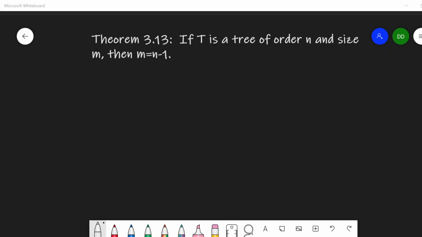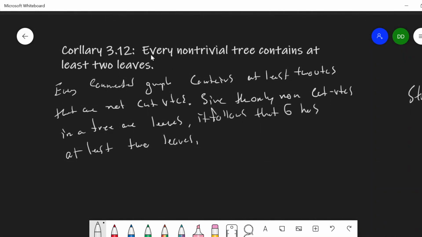In this video, I want to prove that every tree of order n and size m has m equal to n minus 1. That is, the size of every tree is one less than its order. The strategy here, let's talk strategy for a second. How am I going to prove this? Well, the fact that every non-trivial tree contains at least two leaves is going to help me a lot.